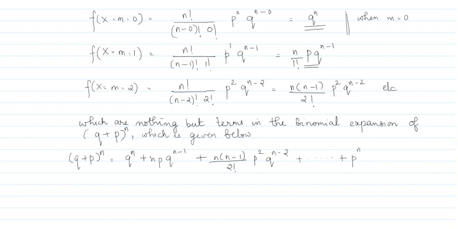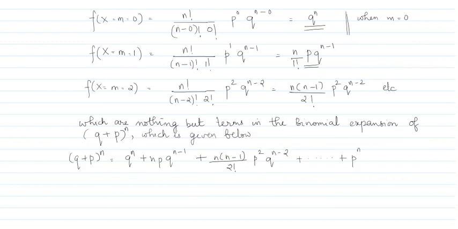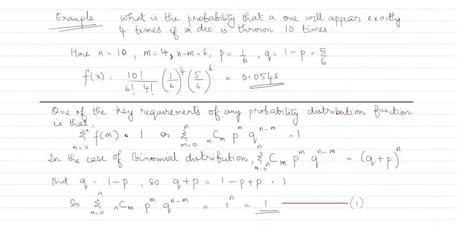ബൈനോമിയൽ എക്സ്പാൻഷനിലെ എല്ലാ ടേംസും നമുക്കിവിടെ എമ്മിന് പല വാല്യൂസ് ഇട്ട് കൊടുക്കുമ്പോൾ ഈ ഡിസ്ട്രിബ്യൂഷൻ ഫംഗ്ഷനിൽ നിന്ന് ജനറേറ്റ് ചെയ്യാൻ പറ്റുന്നത് കൊണ്ട് this distribution function is called binomial distribution function. ഓക്കെ, അത് വെച്ചിട്ടൊരു പ്രോബ്ലം ഇവിടെ ചെയ്തിട്ടുണ്ട്.